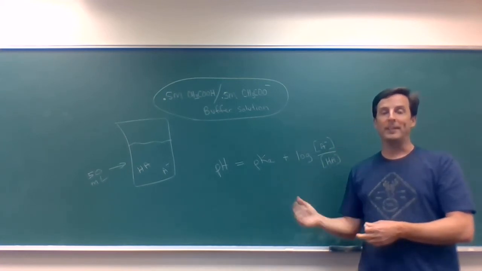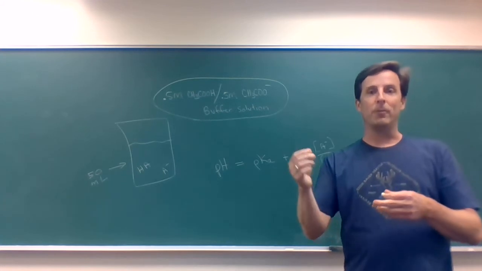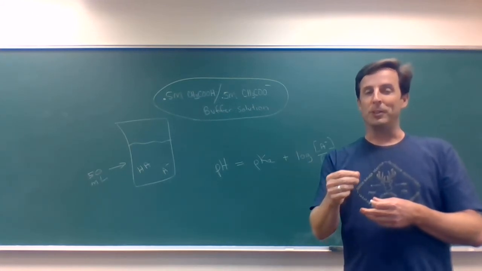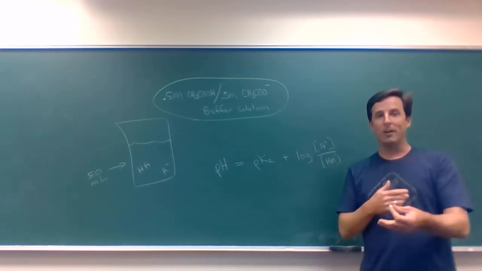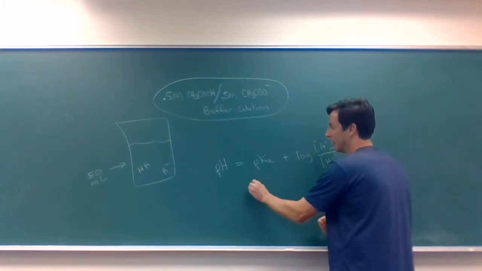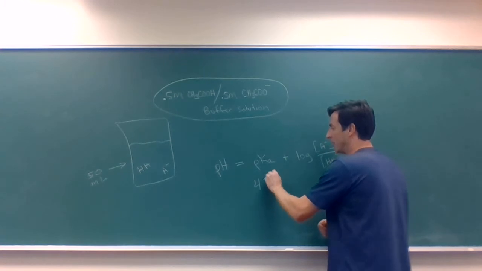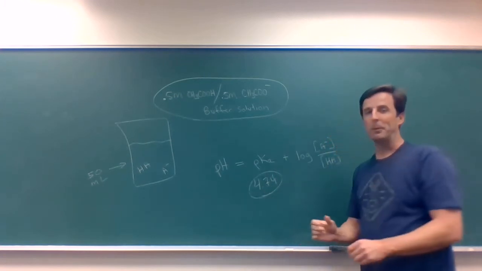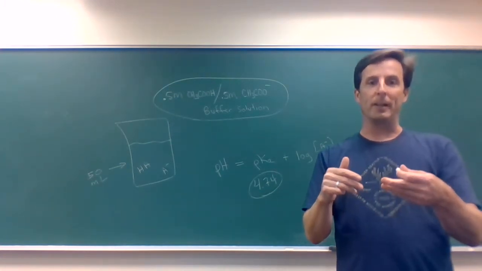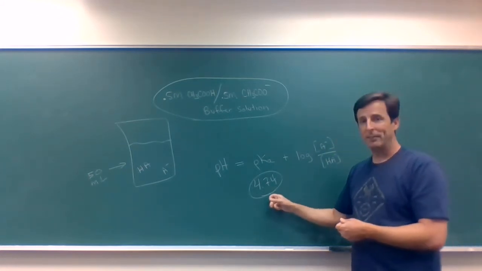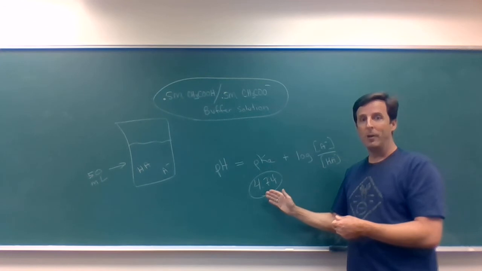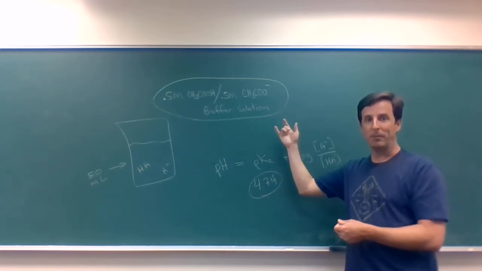Okay? Now, if I take the negative log of the Ka value for acetic acid, which is 1.8 times 10 to the minus 5, the pKa here is going to be 4.74. Occasionally people get 4.75, just depending on how they type in the Ka value. But that's my pKa. That's like the home value for an acetic acid acetate buffer.